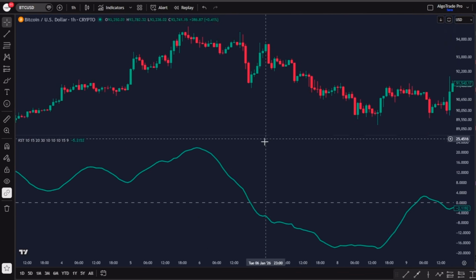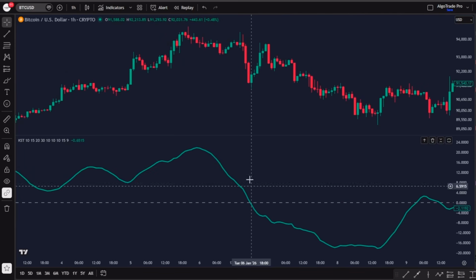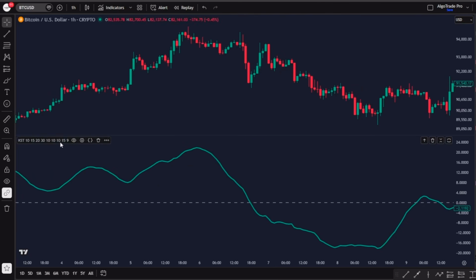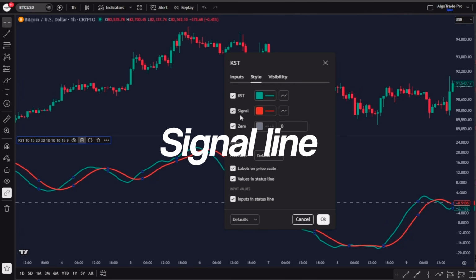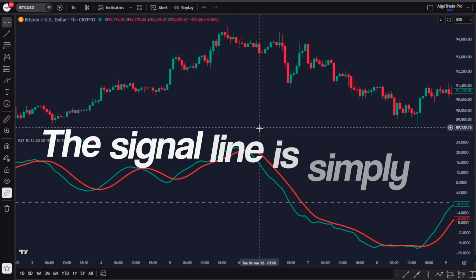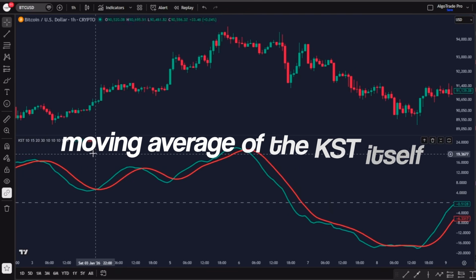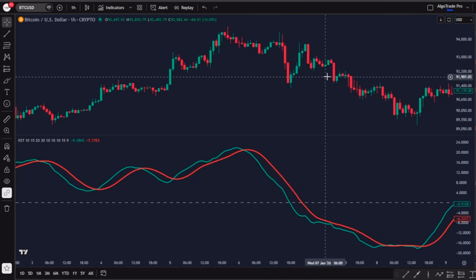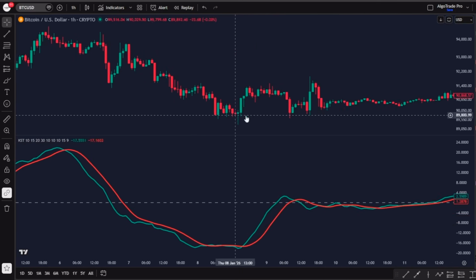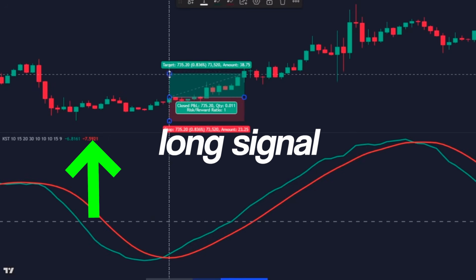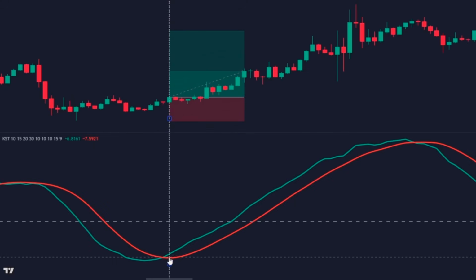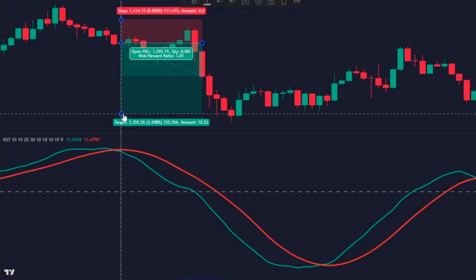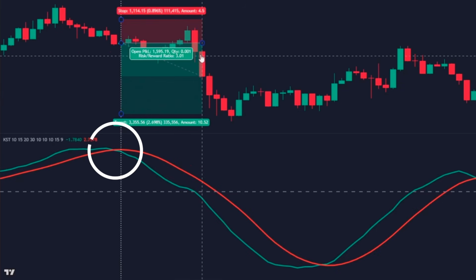But we are not trading zero-line crossovers in this video. Those tend to be late, and honestly they are not the real edge of this indicator. The real secret lies in the signal line. The signal line is simply a moving average of the KST itself. And when these two lines interact, they can tell us when the market's momentum is shifting while the move is starting. So, for this test, a long signal happens when the KST line crosses above the signal line, and the short signal happens when the KST line crosses below the signal line.